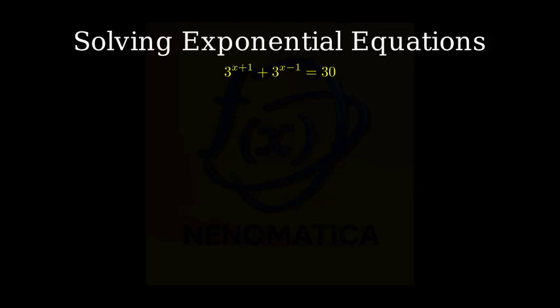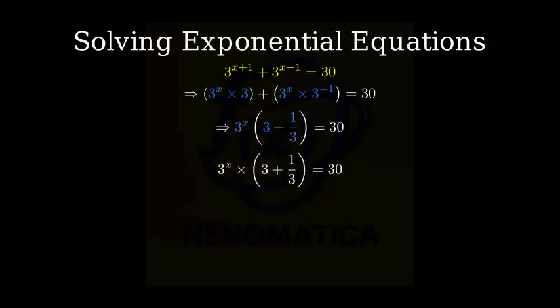Let's look at our example problem. 3 to the power of x plus 1 plus 3 to the power of x minus 1 equals 30. First, let's rewrite these exponents. For the first term, 3 to the power of x plus 1, we can rewrite it as 3 to the power of x times 3 to the power of 1, which is simply 3 to the x times 3. For the second term, we have 3 to the x times 3 to the negative 1. 3 to the negative 1 equals 1/3. So this term becomes 3 to the x times 1/3.